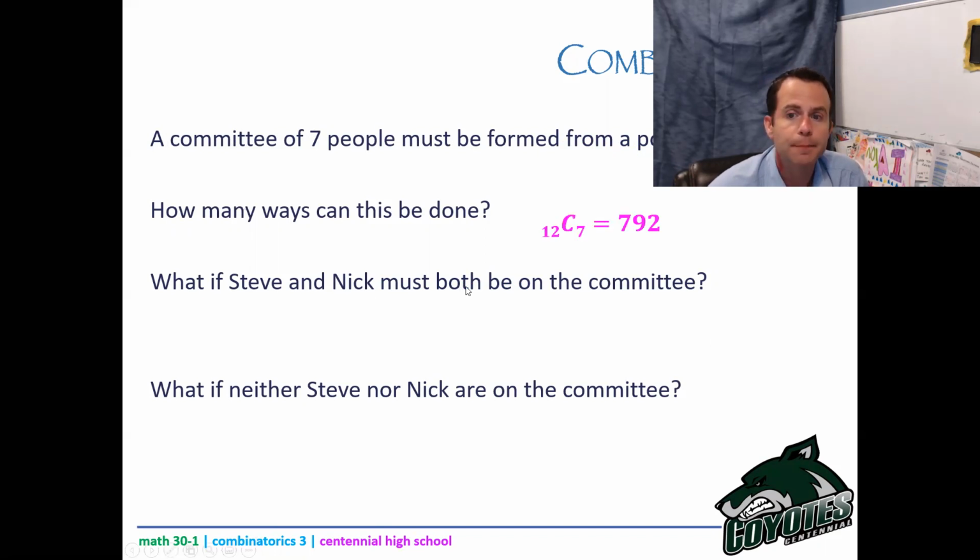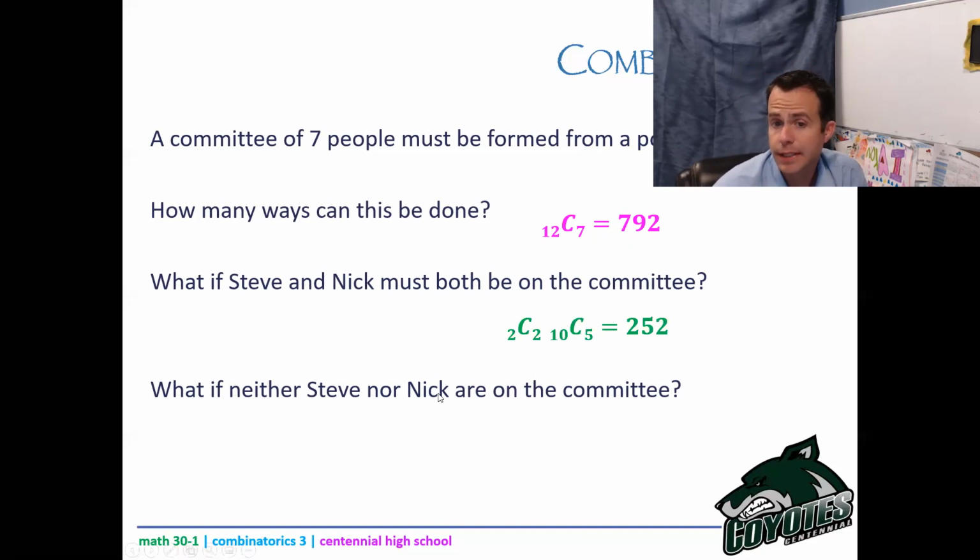What if Steve and Nick must both be on the committee? Well, there are 2 Steve and Nick, and I want both of them, so that's 2 choose 2. Then there are 10 other people, and I need 5 more people. So 2 choose 2 times 10 choose 5. 2 choose 2 gets me Steve and Nick. And then there are 10 other people, and I need 5 of them to round off my 7-person committee.